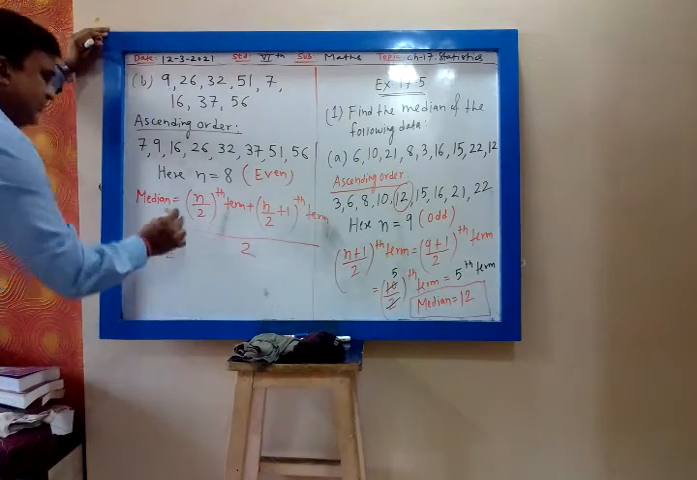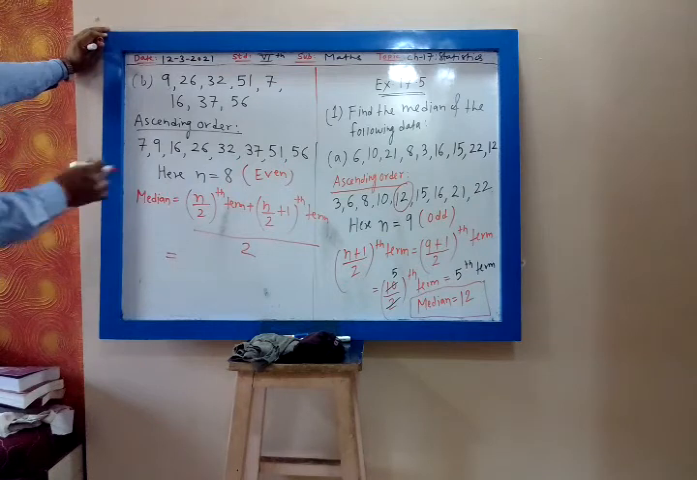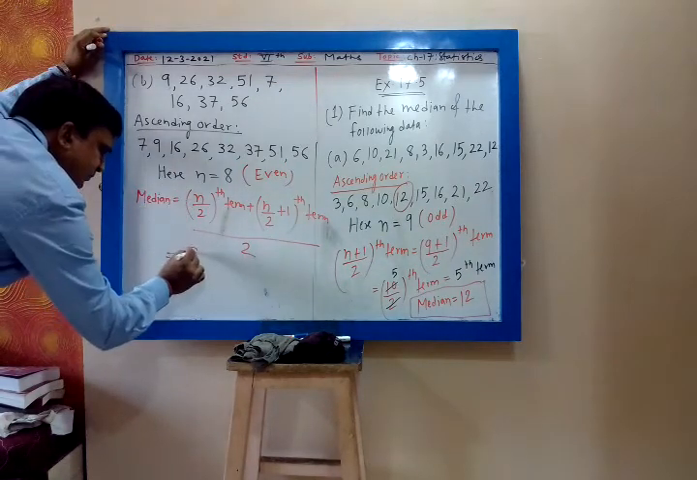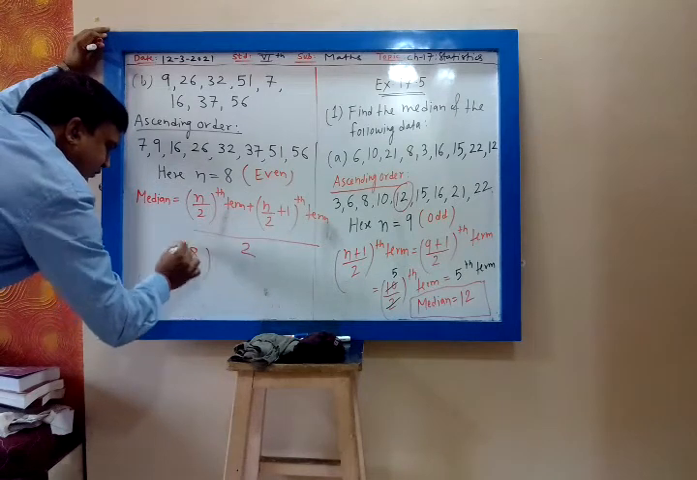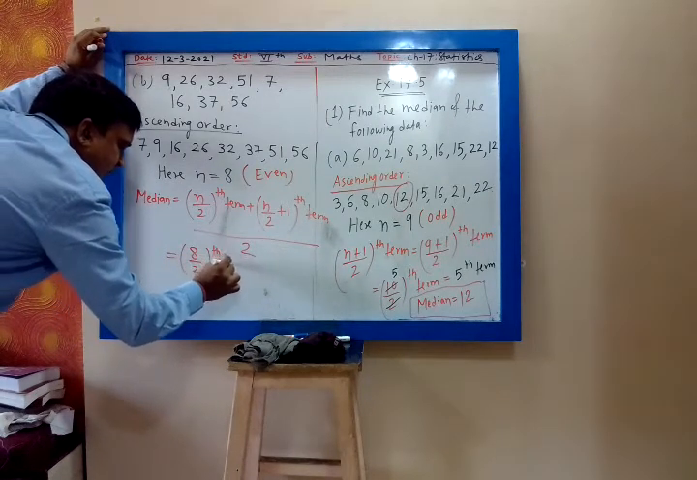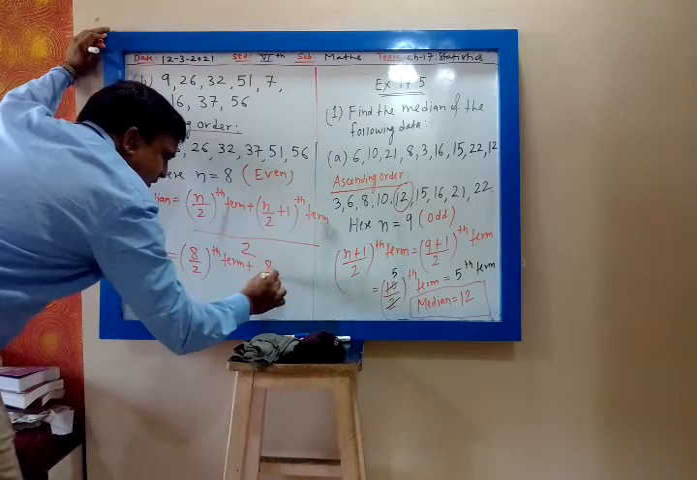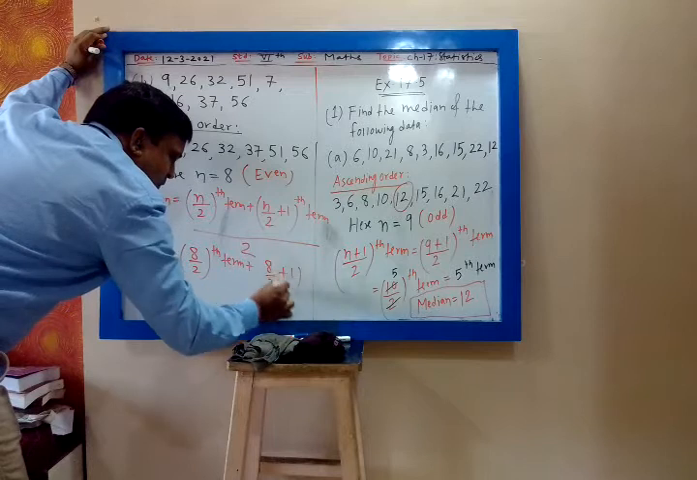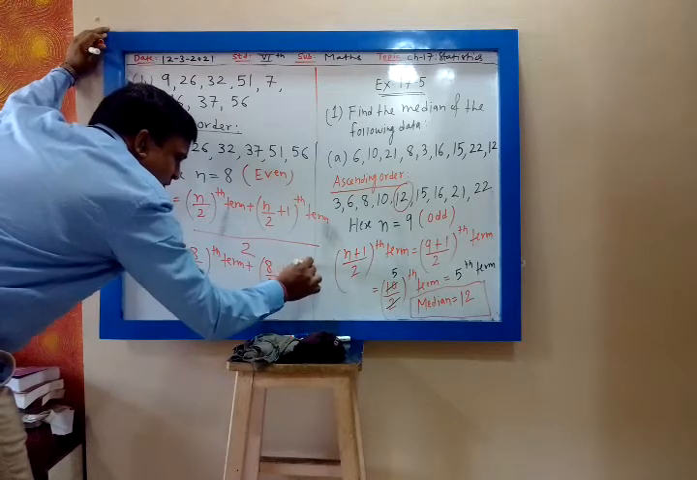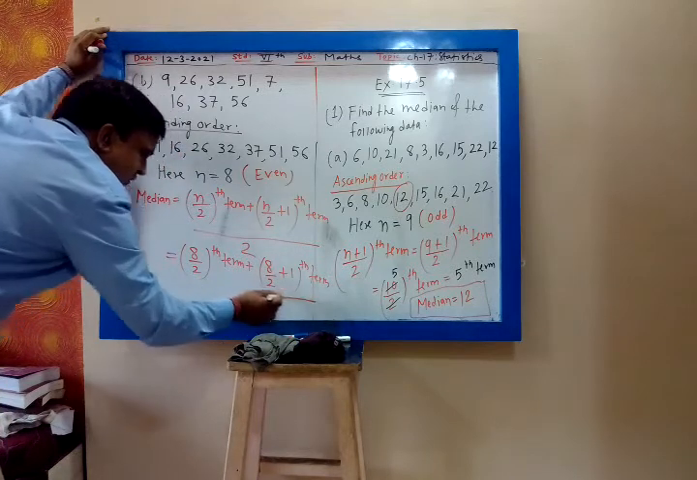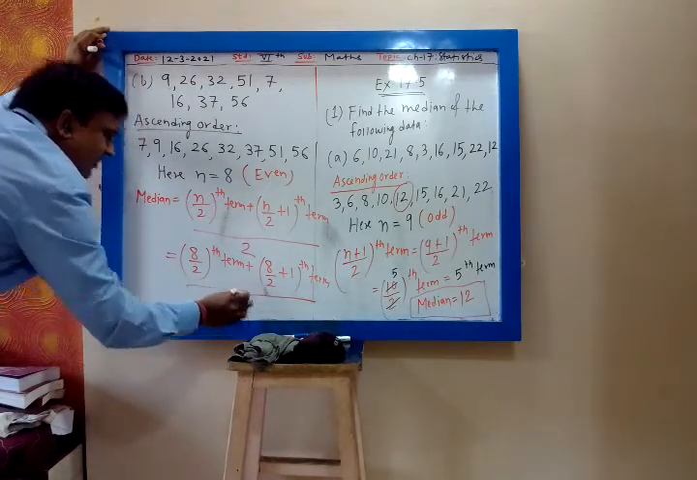So what is n? 8. So the 8 by 2th term plus the (8 by 2 plus 1)th term, whole divided by 2. This is the formula whenever n is even.